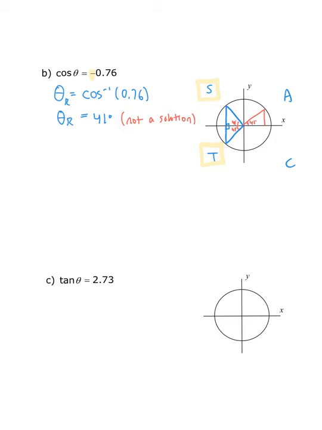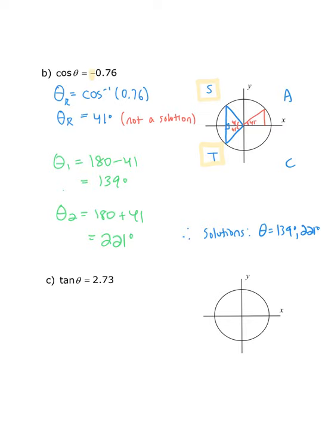So to find my actual solutions, my first one is going to be 180 take away 41 degrees, which is 139 degrees. And I got that from starting here. I went almost 180, but less by 41. And then my second solution, I'm going over 180 full, and then I'm adding 41. So my second solution is 180 plus 41 degrees, which is 221 degrees. So the solutions that satisfy this equation are 139 and 221 degrees.